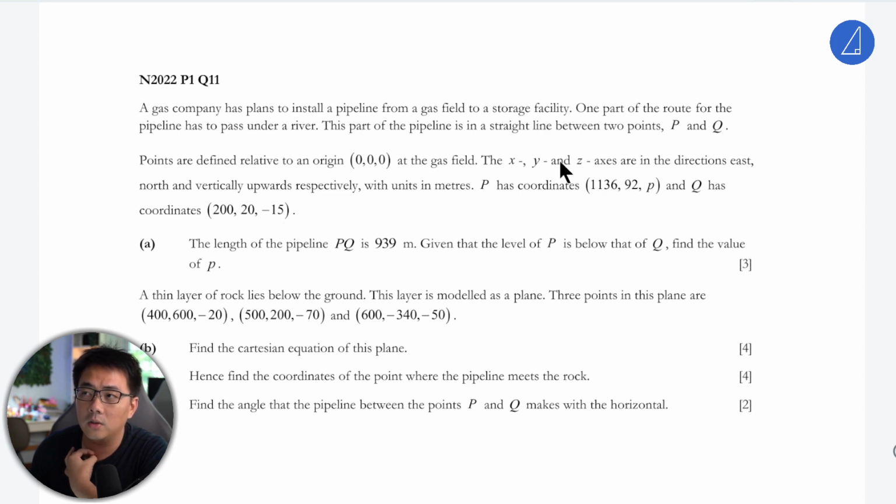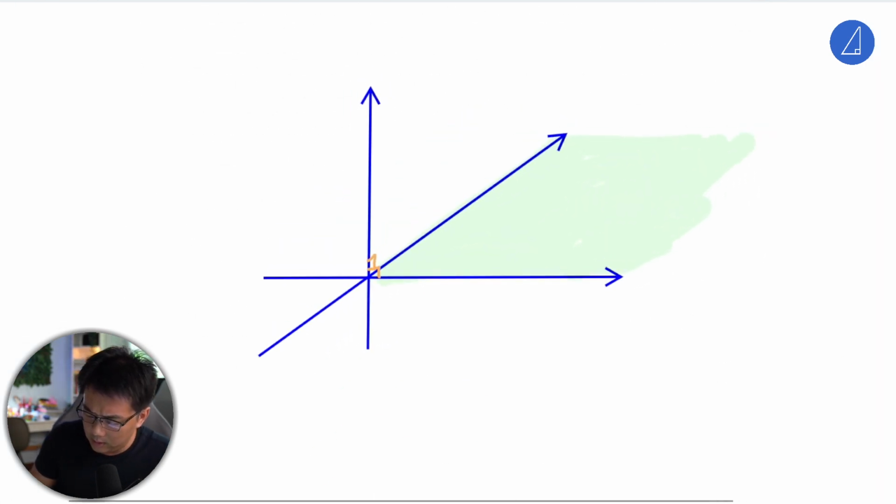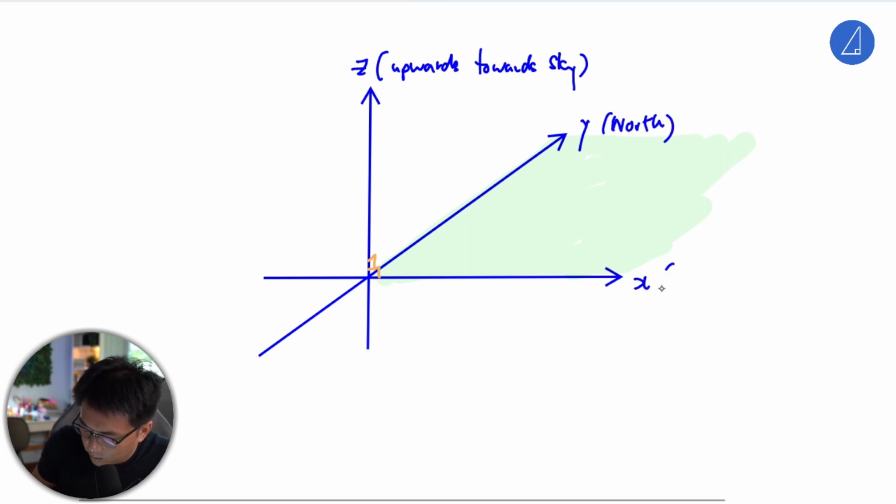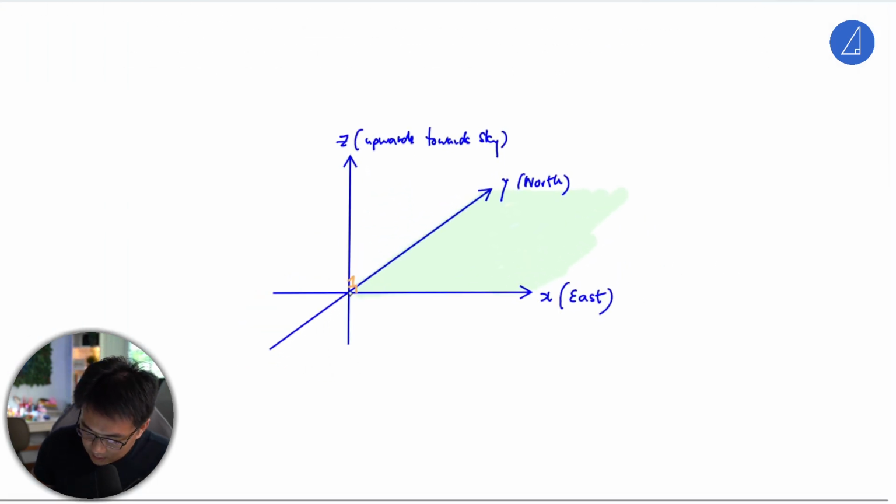This is actually quite important. What you try to understand is that Z is pointing upwards, towards the sky. Y is pointing north, and X is pointing east. This point here is 0, 0, 0.